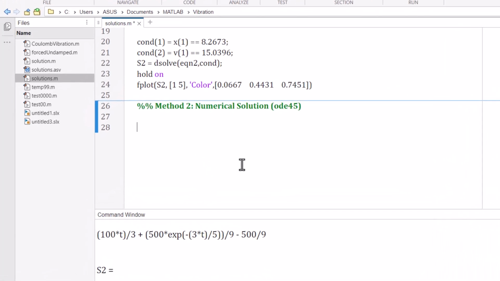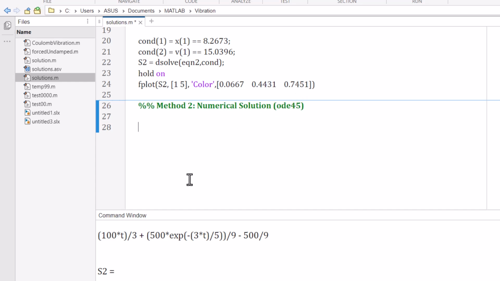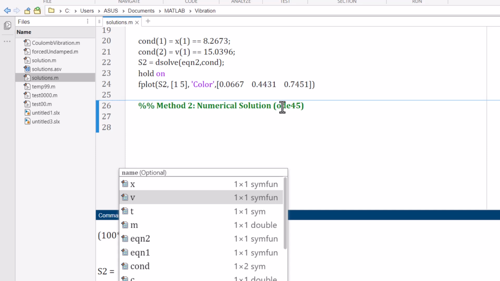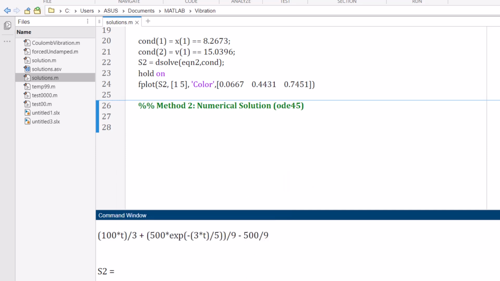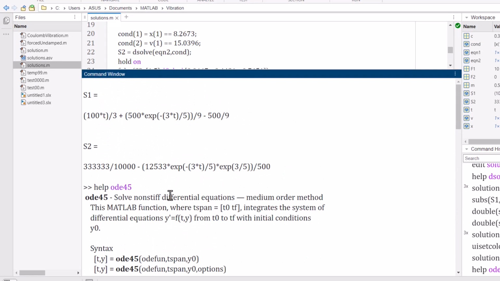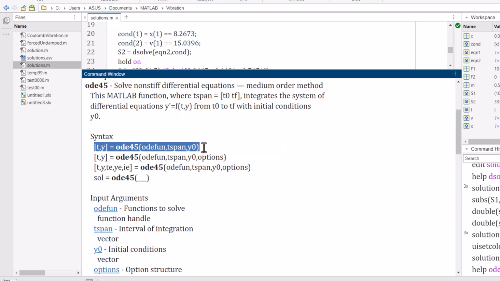I have a separate video on how to use the ODE45 command. So if you're not familiar, this is not going to be a tutorial on how to use it. So please go watch the tutorial first, then come back. So I type help ODE45 just to find the syntax, and this is going to be the syntax.